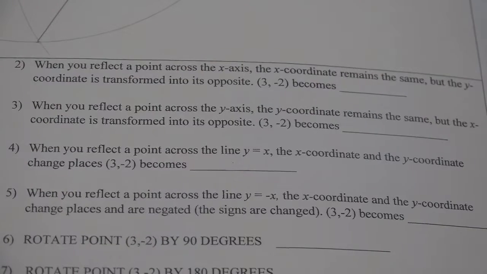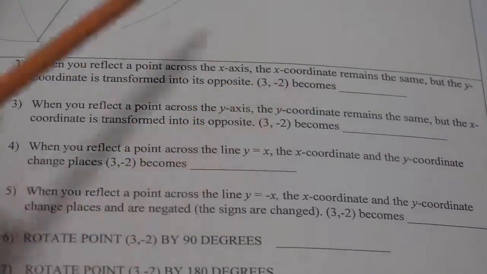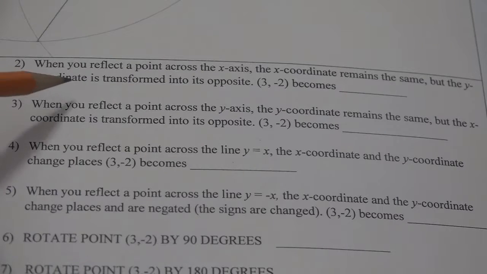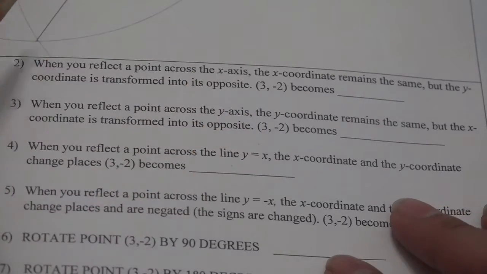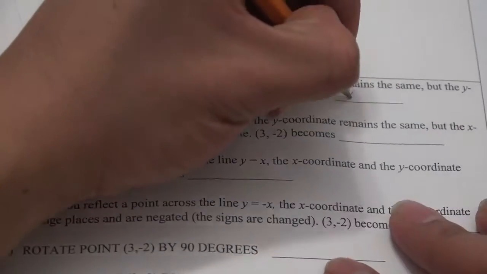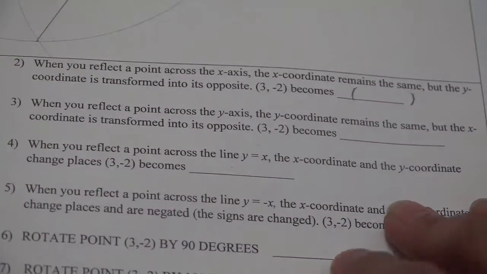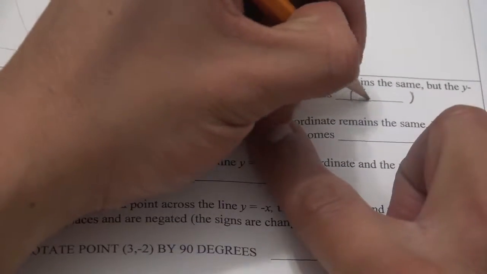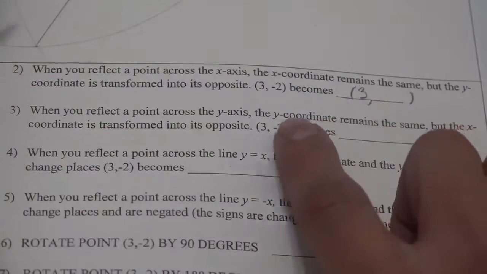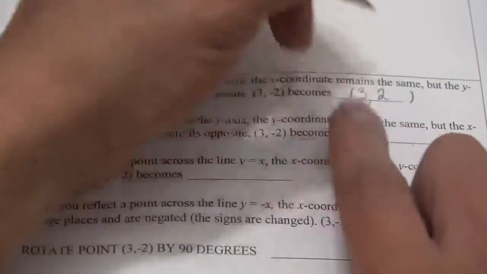Okay. So it says, when you reflect a point across the x-axis, the x-coordinate remains the same, but the y-coordinate is transformed into its opposite. So 3, -2 becomes, well, I'm reflecting over the x-axis. The x-coordinate remains the same, so 3 remains the same, but the y-coordinate is transformed into its opposite, so -2 becomes +2.